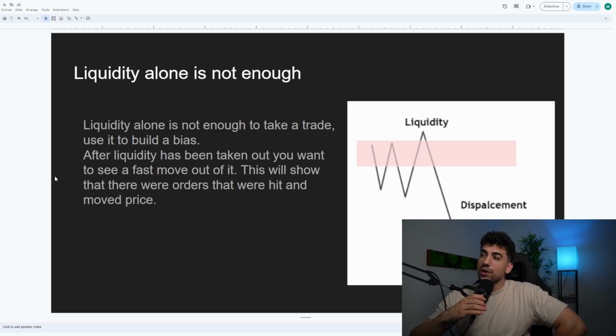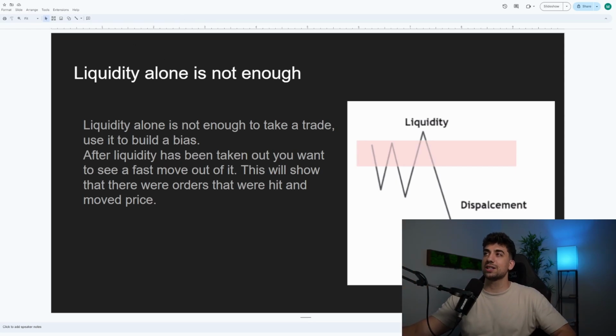Remember that liquidity alone is not enough to take a trade. If you use it to build a bias, after liquidity has been taken out, you want to see a fast move out of it. This will show you that there were orders that were hit and moved price. This is called displacement out of that area. Remember, guys, just because liquidity gets taken out, it doesn't mean you can just enter. Price can flush, especially if there is news or something else that happened, or maybe you just didn't have the right area marked. Price can keep flushing and keep heading in a direction that you might not have thought it would.